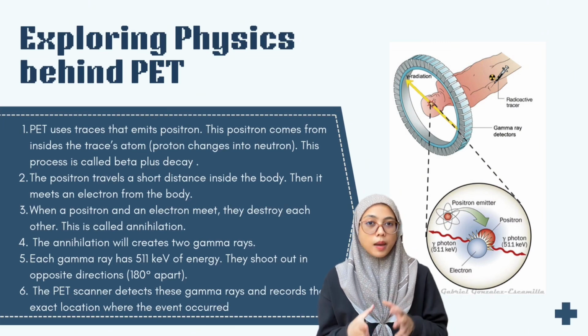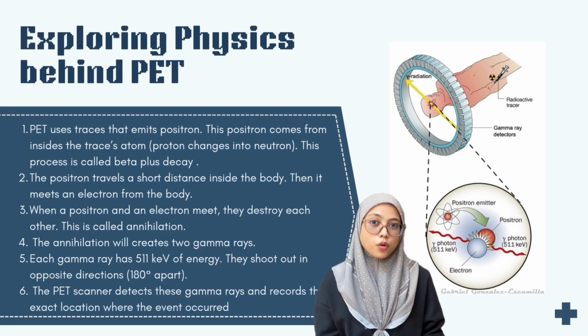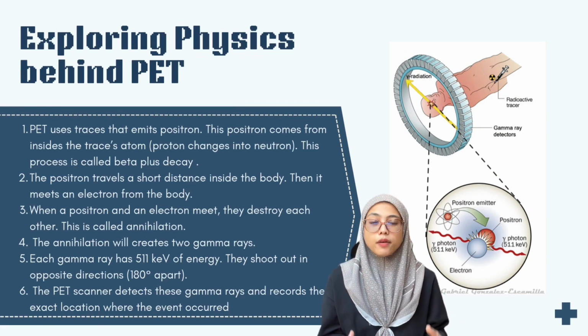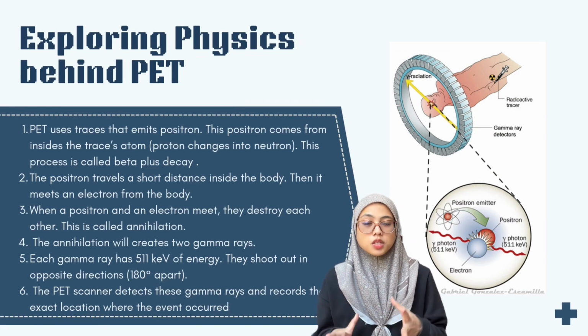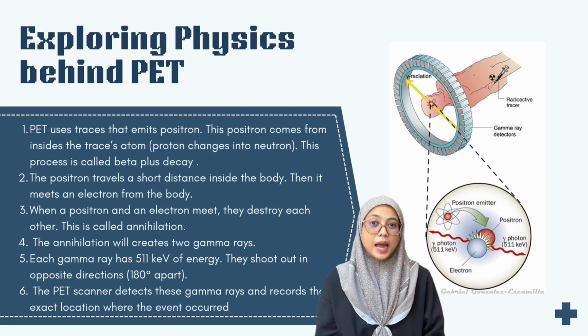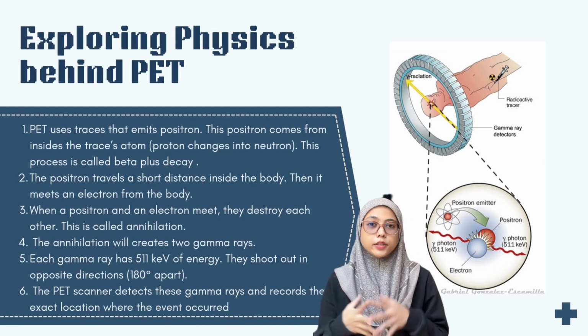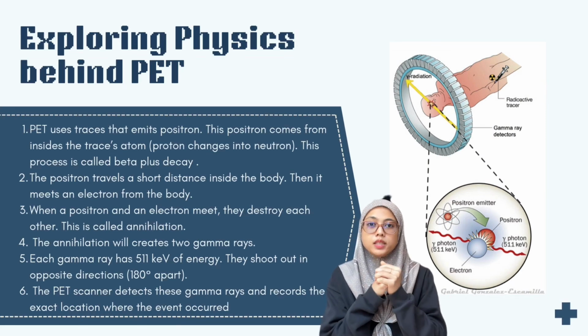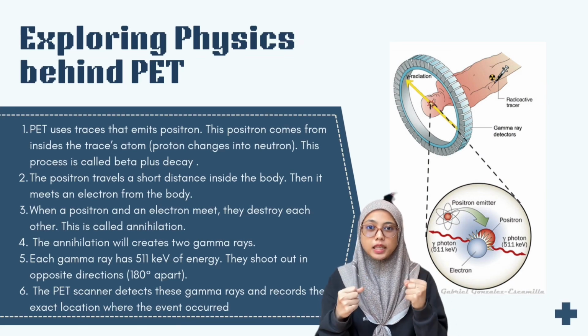When this happens, it will release a positron, which is a particle just like an electron but with a positive charge. The positron will travel a very short distance in our body, just a few millimeters, before it meets its opposite, which is an electron. When the positron and electron meet, they will annihilate each other. This means that they are both destroyed and their mass is converted into energy.